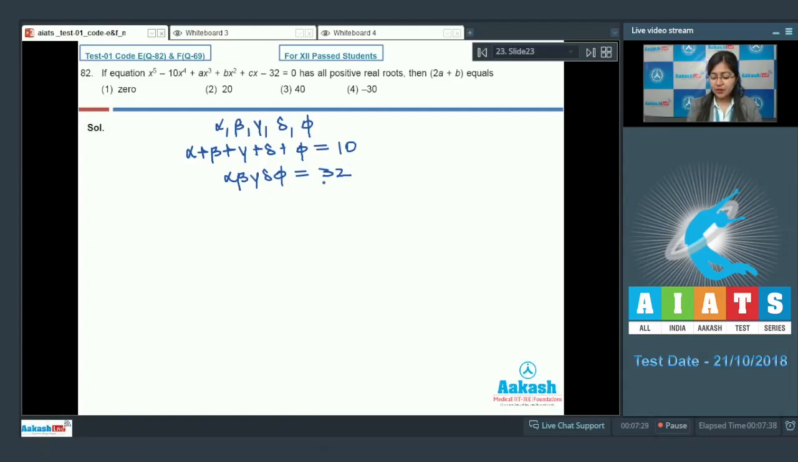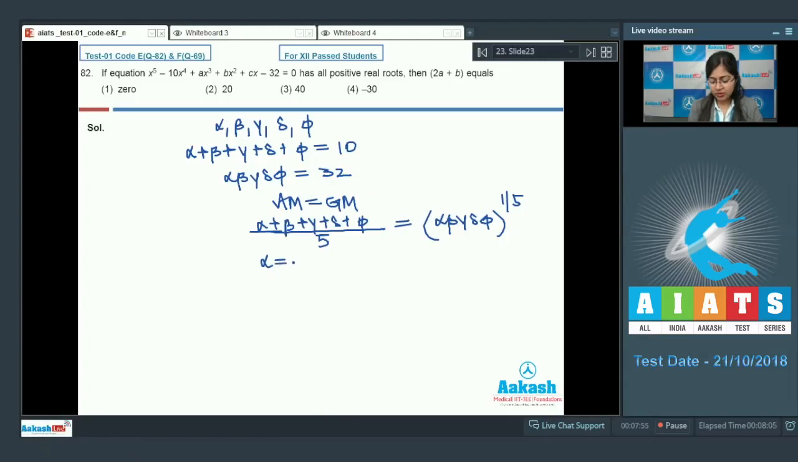Now we know that here AM is equal to GM, right? That is here alpha plus beta plus gamma plus delta plus phi upon 5 is equal to alpha, beta, gamma, delta, phi raised to the power 1 by 5, right? Here AM is equal to GM, so we can say that all the roots are equal, hence all the roots are equal to 2, right? That is alpha is equal to beta is equal to gamma is equal to delta is equal to phi is equal to 2. Now we have to find the values of a and b, right?